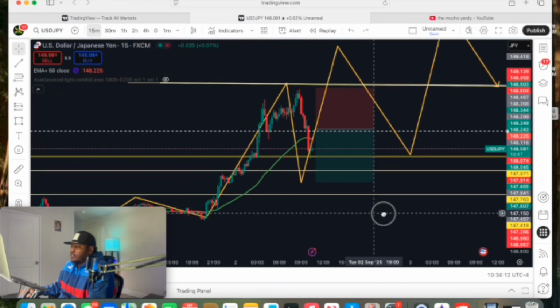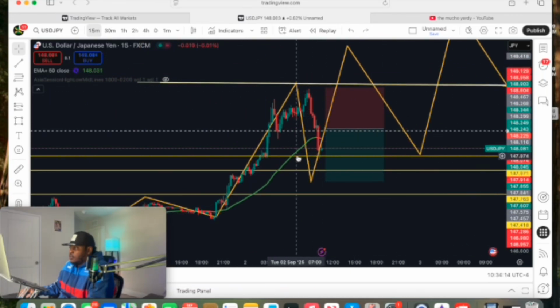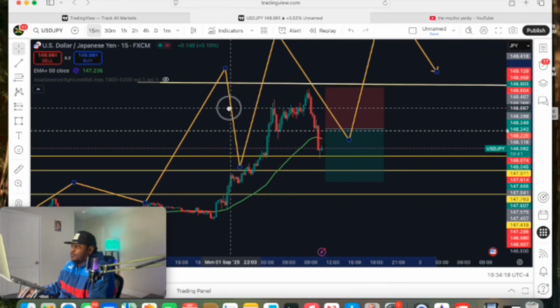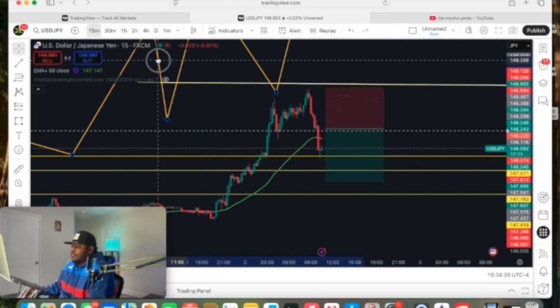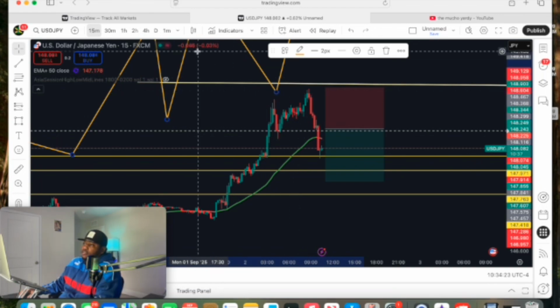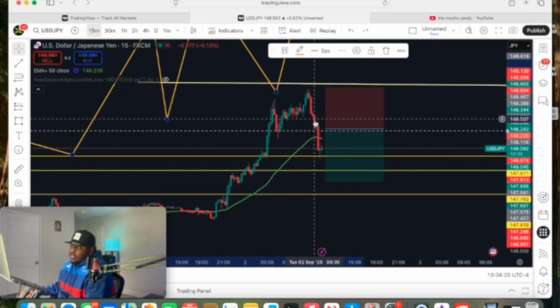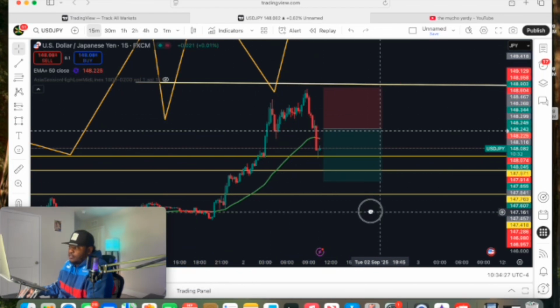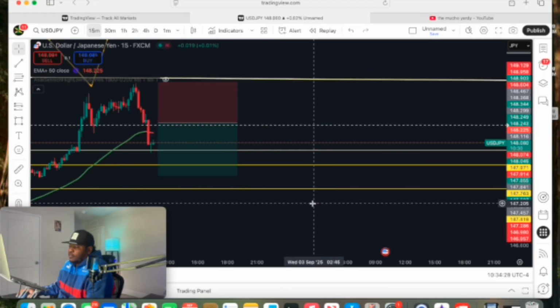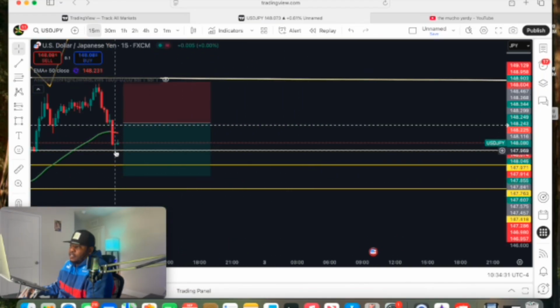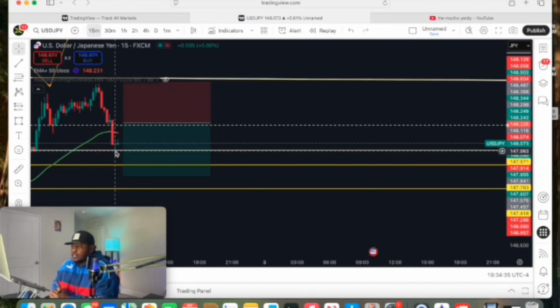I know the screen kind of looks off, but if you notice, let me take this out of the way. If you notice, we're on the 15 minute and it pushed right down and rejected from the yellow line, which is a support and resistance line. Perfectly.